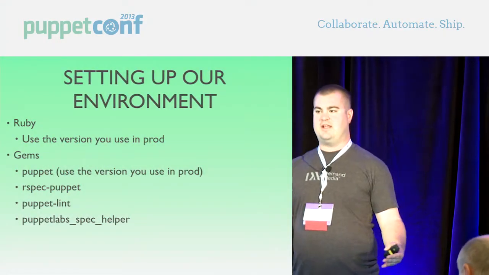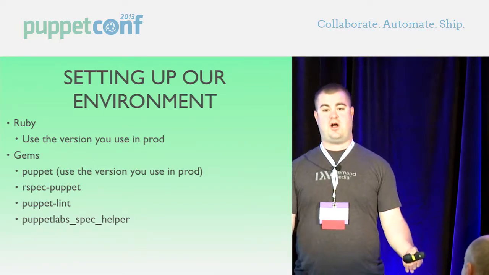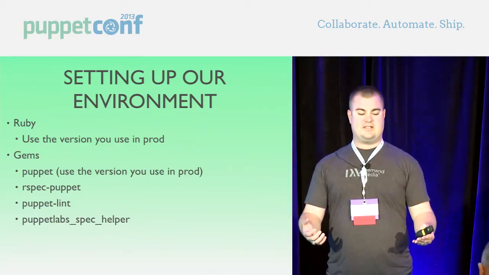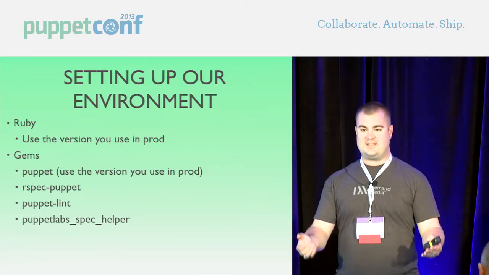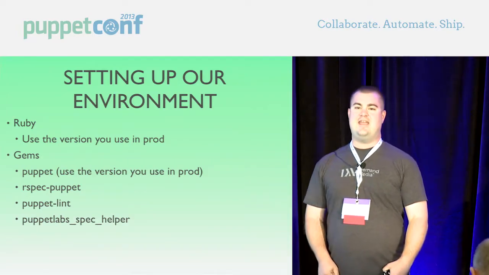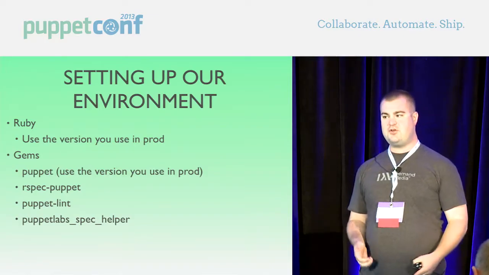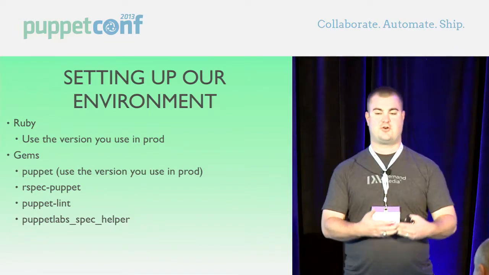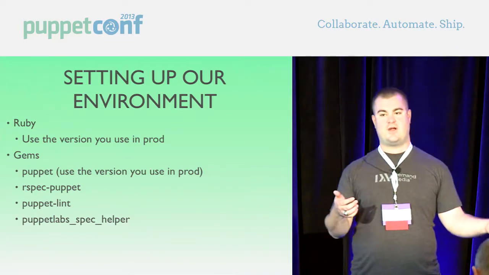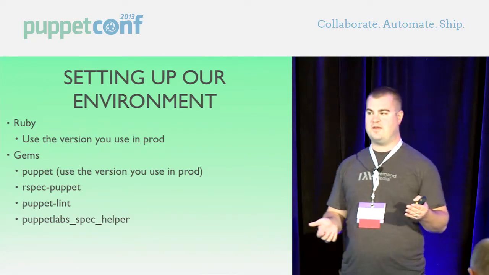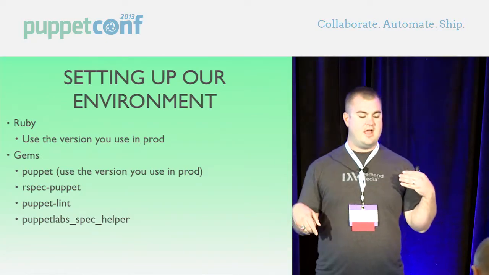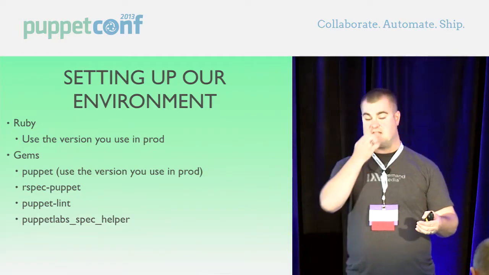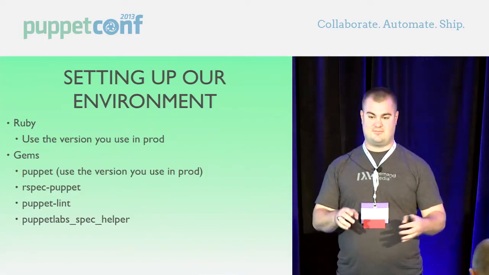Let's start with setting up our environment because, frankly, I want to give you things that you can walk away with. I want you to go home and actually have some code to play with. So really simple. Use the version of Ruby to test with that you're using in production. If you're running Puppet 3.2 against Ruby 2 in production, you should probably be doing that on your workstation or wherever you're running your tests.